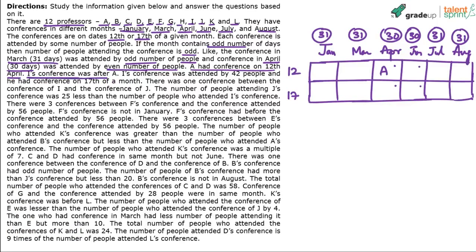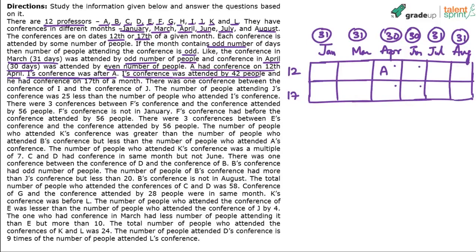But then he says I's conference was attended by 42 people. What is the significance of 42? I's conference was attended by 42 people, meaning what? I can come only in these 3 slots. Because if the number of people are 42, which is even, only even dates can be taken. So only April and June can be taken. I cannot come elsewhere. So I will either come on 17th April or 12th June or 17th June. These are the only 3 possibilities.